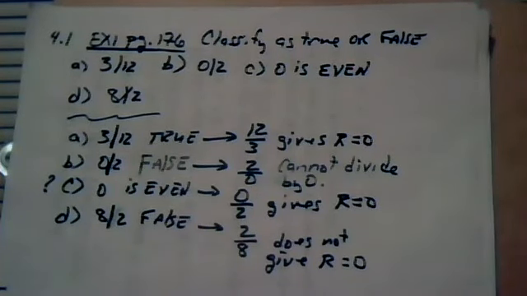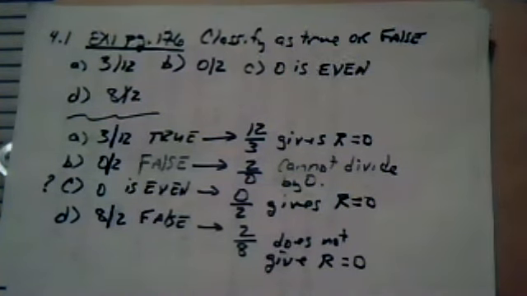Classify as true or false. A, 3 divides 12 is true because 12 divided by 3 gives you a remainder of 0. Notice that that symbol is a vertical bar. It's not a division symbol or a fraction symbol.